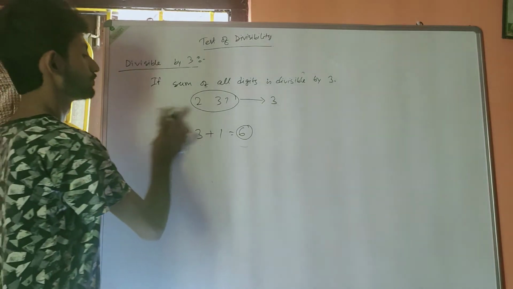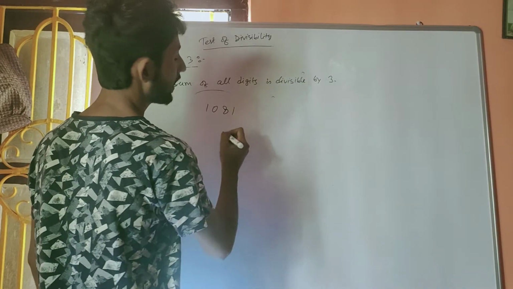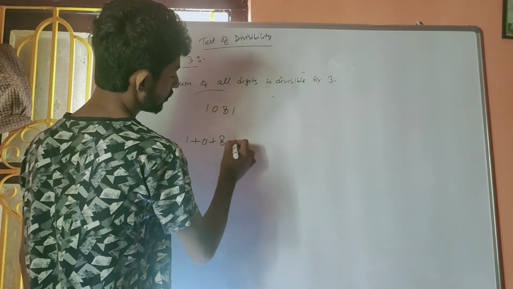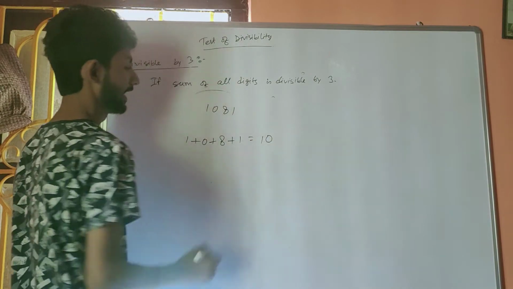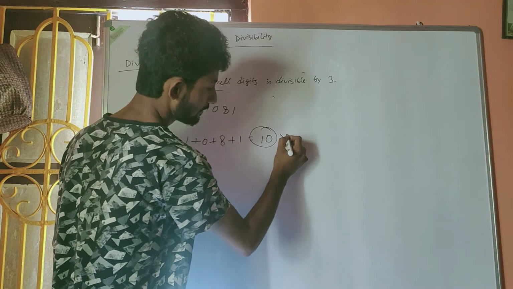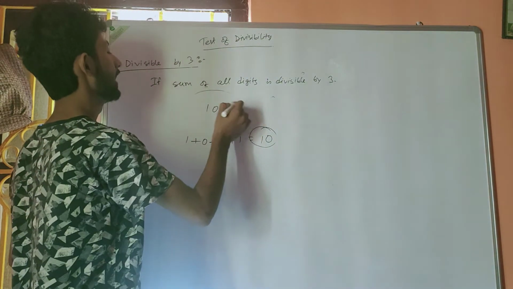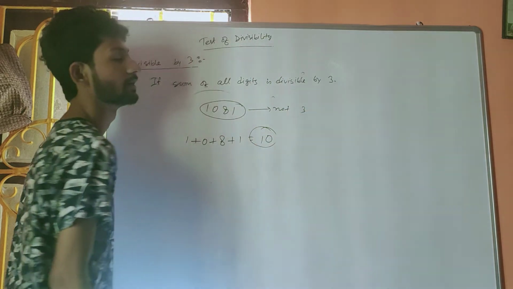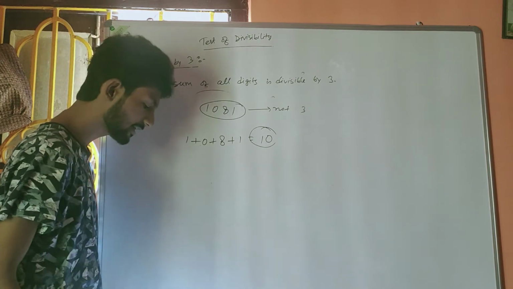Okay? Suppose the number 1081. We'll add the digits: 1 plus 0 plus 8 plus 1. What do we get? We get 10. But 10 is not divisible by 3. So we can say 1081 is not divisible by 3. I think it's clear.